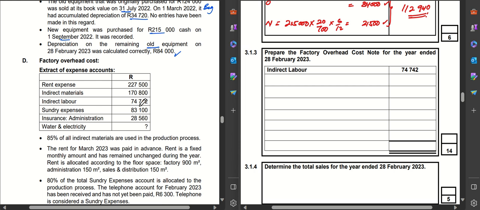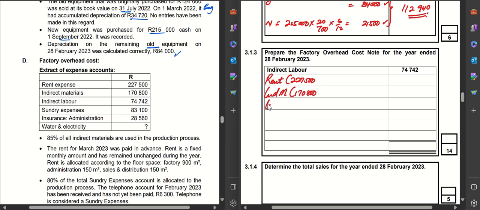Okay, so one of the things that you must do is to open brackets. So you simply come here, you begin with your rent, and then you open your brackets. You have your 227,500 as if you are doing a statement of comprehensive income. Then you do your indirect materials. You also open bracket. That's 170,800.